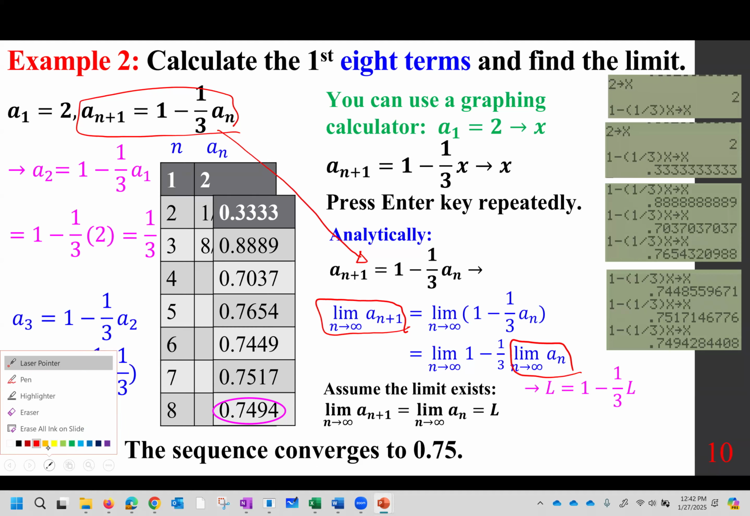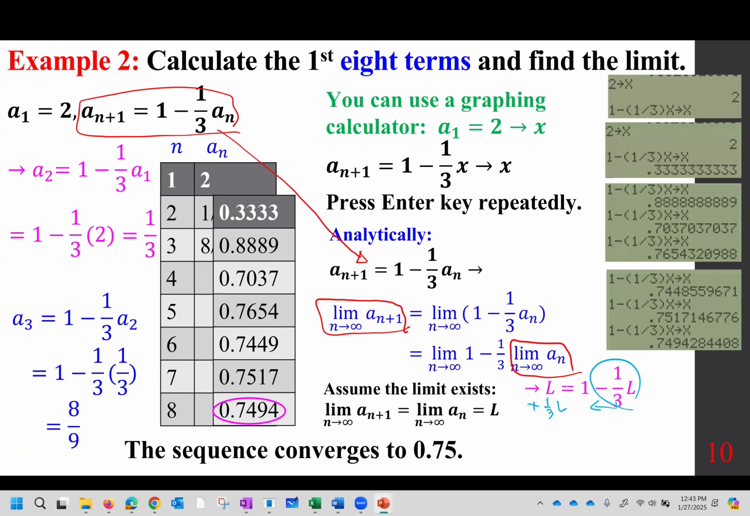If I move this one to the other side, make it plus, we get 4/3 L. And if I multiply by 3/4, I get L equals 3/4. And please know that 3/4 and 0.75 are identical. So I proved that the answer is 0.75 algebraically, and you can do the same, everybody. So the process is what you see here, and you can prove it algebraically.